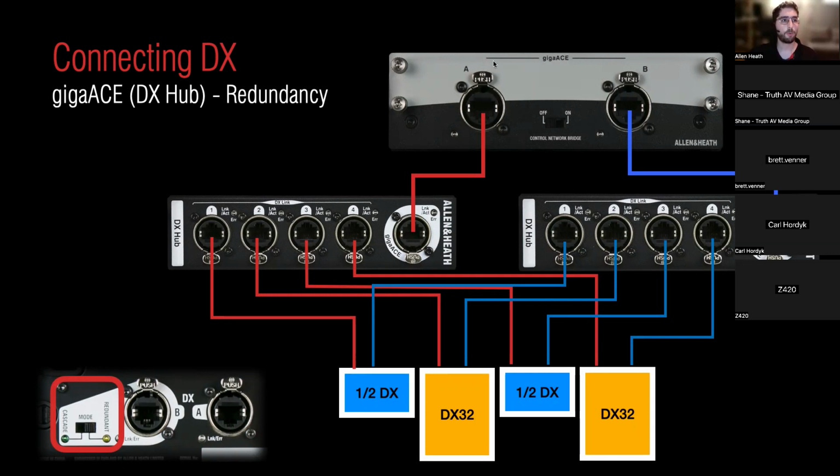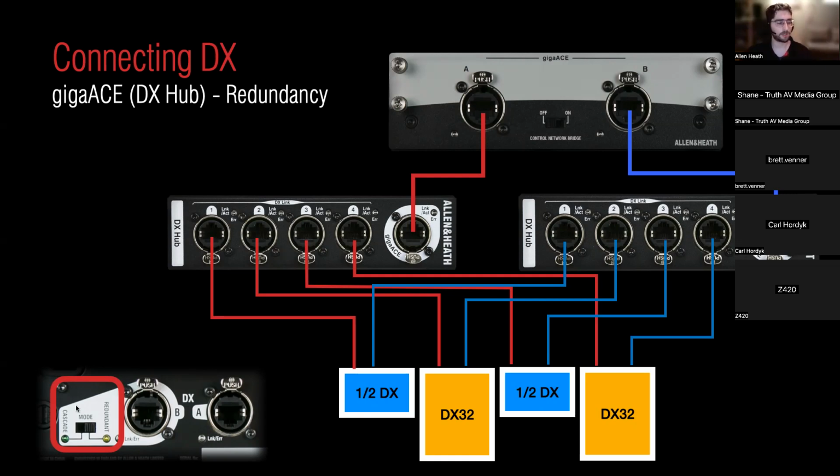So if the A port is going to a DX hub and that's connecting to your various stage boxes, you can connect the B port to a second hub, and then that can go to the B ports of all your stage boxes. And it's the same concept. If one of these cables goes out on the A hub, it will switch over seamlessly to the B, and then you won't hear any dropouts in audio, and you'll have that full redundancy. And so you could sleep safe with that.